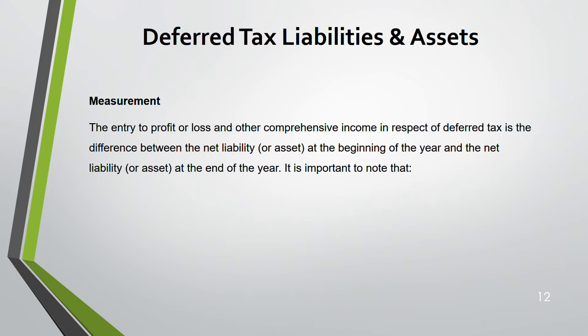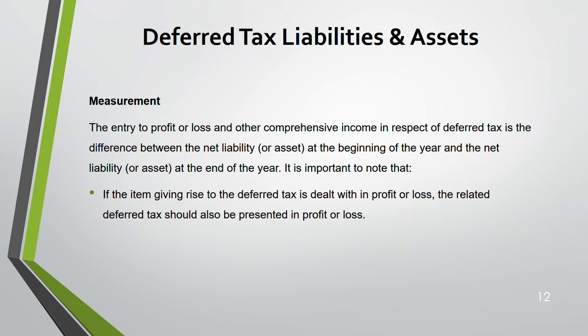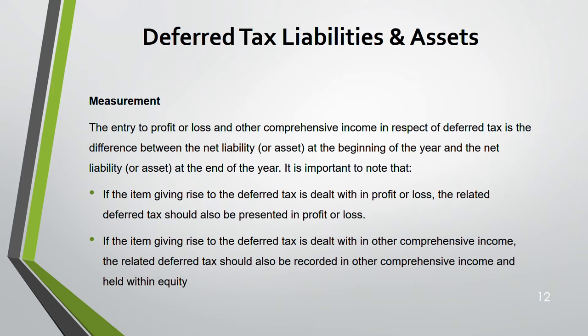Okay, it is important to know two things. Number one, if an item that gives rise to deferred tax is dealt with in the profit and loss, remember the related deferred tax also will go in the profit and loss. If it goes through OCI, whatever the related item that gives rise to deferred tax, see where the item goes. If the item is recognized in OCI, the related tax on that item also will go in the OCI. So profit and loss for profit and loss, OCI for OCI. Just remember this.